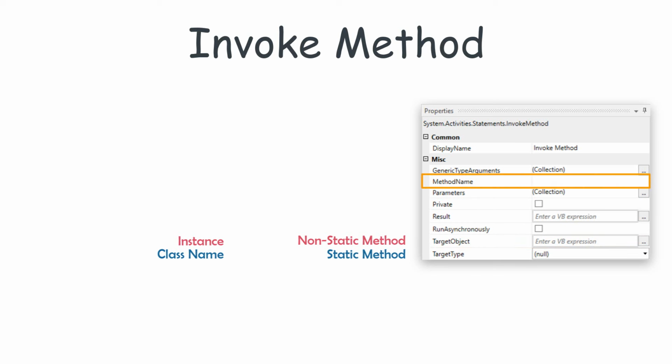The next property is MethodName. Here we write the method name, for example Contains, Replace, WriteLine, etc. You don't need to write the class name, only the method name.